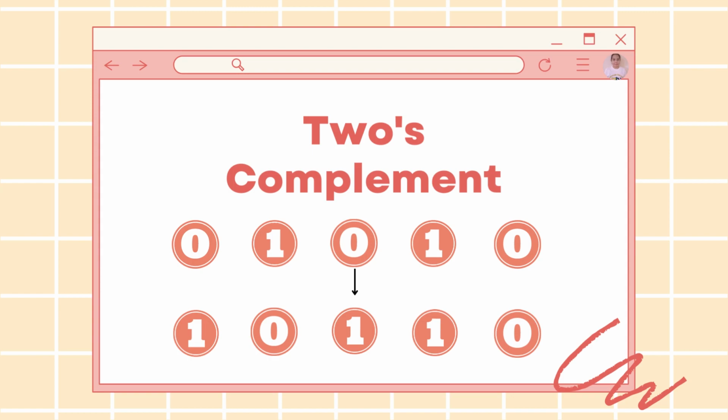So for the regular binary number, we have 0, 1, 0, 1, 0. Now converting it to the 2's complement, we have 0, 1, and that is the one that was just mentioned as the first one. So everything after this one will flip/invert.